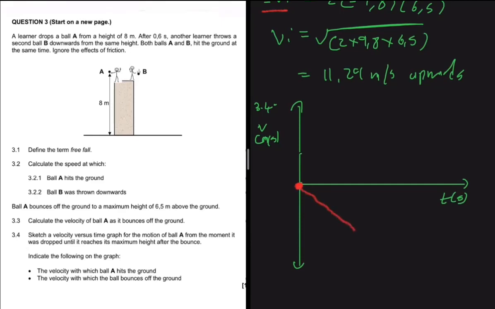And then it's going to strike the ground at 12.52 meters per second, right? So this is the point where it strikes the ground, and then it bounces off. When it bounces off, now it has a positive velocity of 11.29. So we're supposed to have 11.29 here. And then it starts going up until it reaches a maximum height, and the velocity is equal to 0 again. And that's essentially our entire motion.